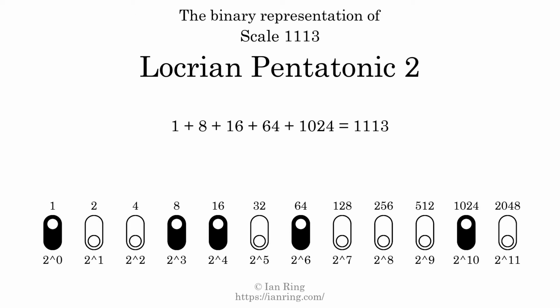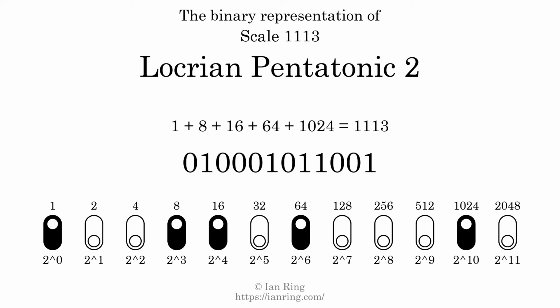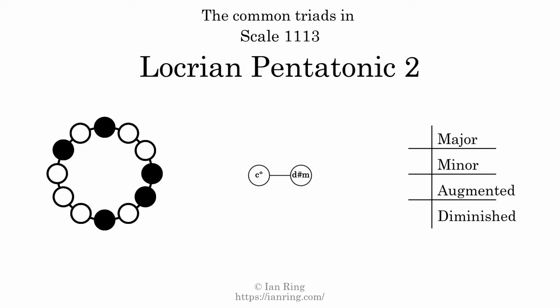1113. The scale number not only enumerates the scale with a unique index, but it also literally describes the tonal content of the scale. Represented as a binary number in base 2, the scale number is 010001011001. Here are the common triads present in this scale.